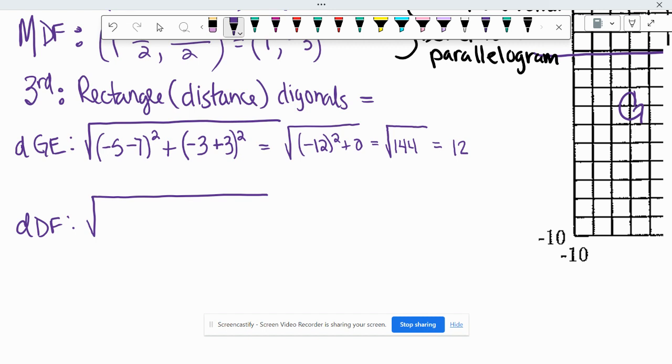Let's find the distance of DF. Okay, so D, 1 minus 1, the quantity squared, plus negative 9 minus 3, the quantity squared. What is 1 minus 1? 0. What is negative 9 minus 3?